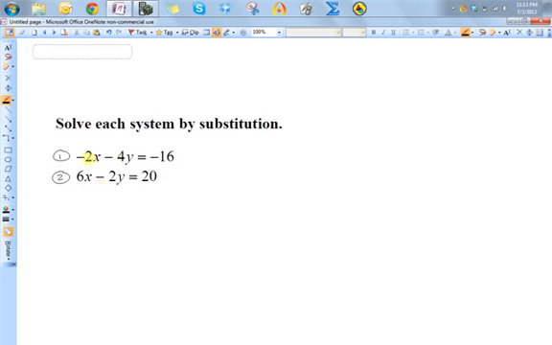Could have done the same thing with equation 1 and solved for x, because since there's a negative 2 in front of it and all the other things are divisible by 2, I wouldn't have any fractions. If I had done it for the opposite variables, I would have ended up with fractions. So let's start with the second equation.